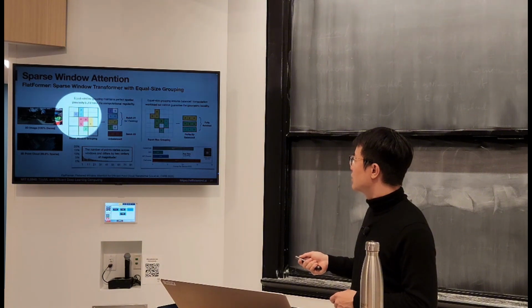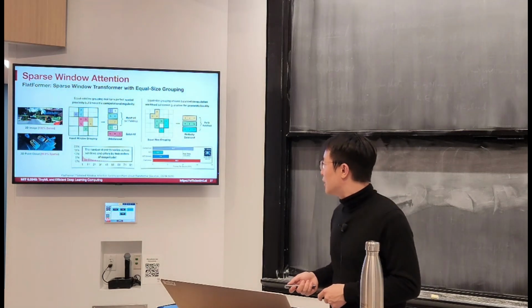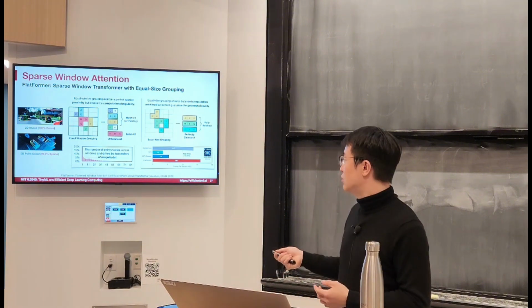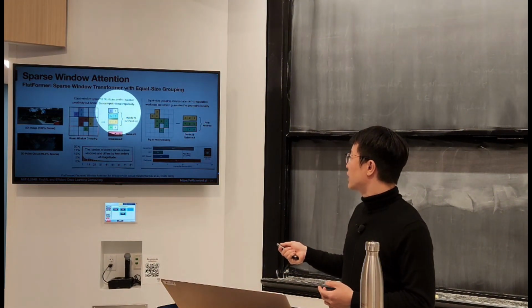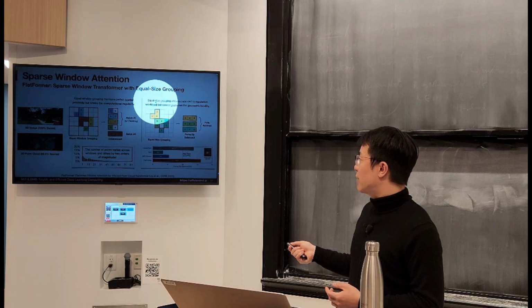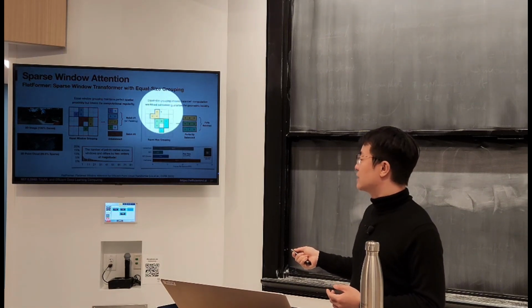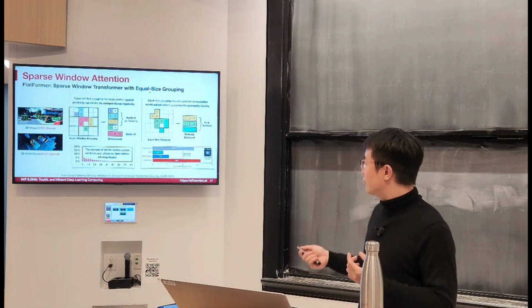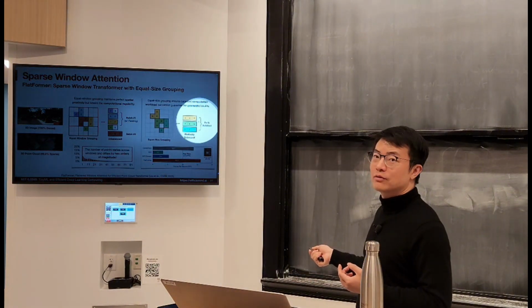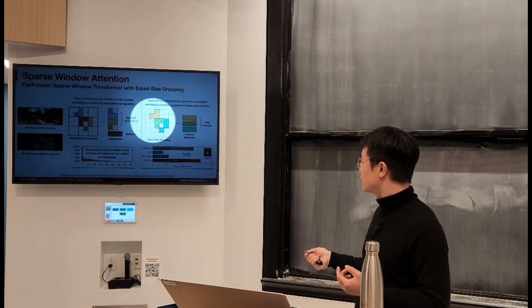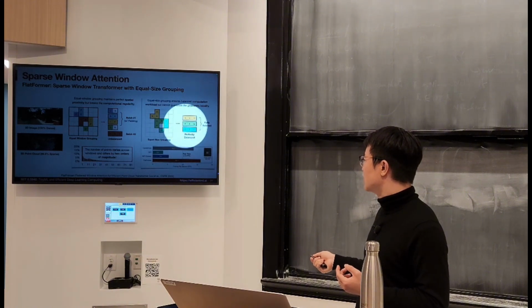Like the purple window has only 1 element, the next one has 2 elements, the red one has 3 elements. So this leads to difficulty for parallelism, right? The slow one needs to wait for the fast one. Another way is to apply equal size grouping rather than equal window grouping. We group based on the number of elements such that each group has exactly the same, very balanced number of non-zero elements. So we group the first 3 elements in the first window, the next 3 in the second window, the next 3 in the third window.